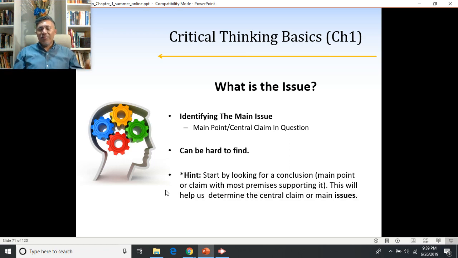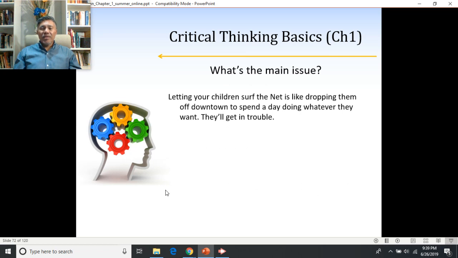Right? So obviously, and I've said this before, the hint is look for the conclusion first. Look for the main point first. The question of whether or not that's true or false, that's the issue. Okay, let's do some practice here. What's the main issue in the following passage?